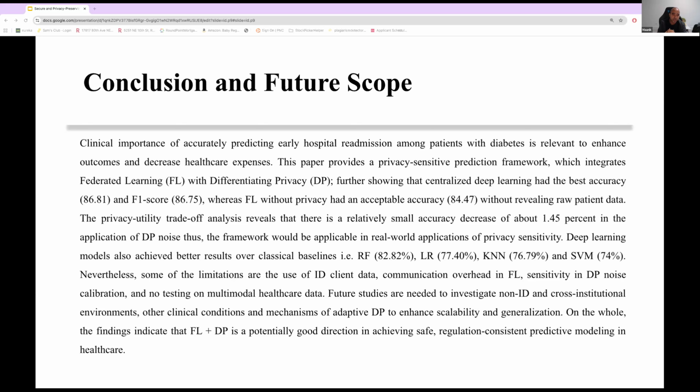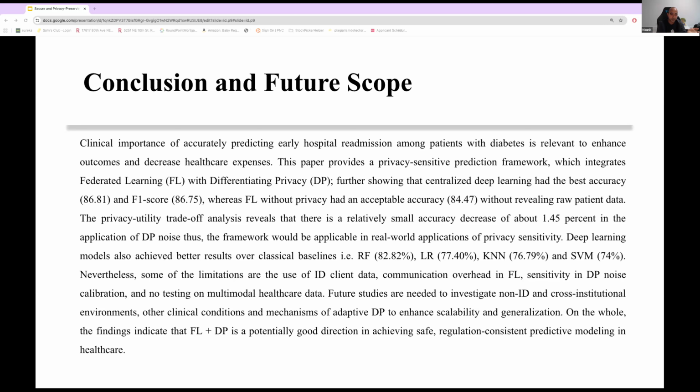Looking ahead, we acknowledge certain limitations such as communication overhead and the need for testing on multimodal data. So the future scope involves investigating non-IID and cross-institutional environments, as well as adapting differential privacy mechanisms to improve scalability. Overall, this finding indicates that a combination of federated learning and differential privacy is a powerful direction for achieving a safe and regulation compliant environment in modern healthcare.